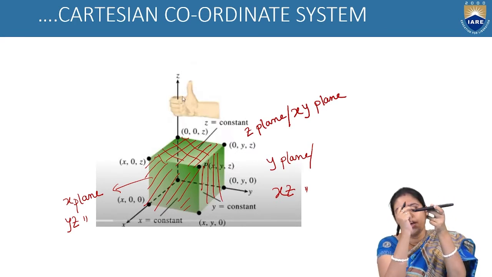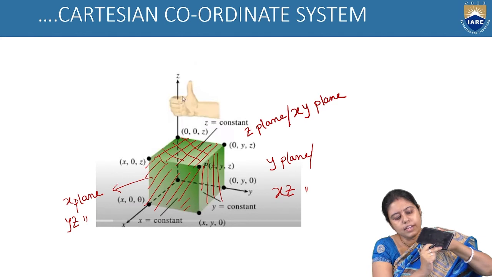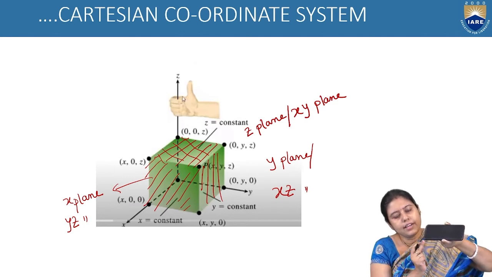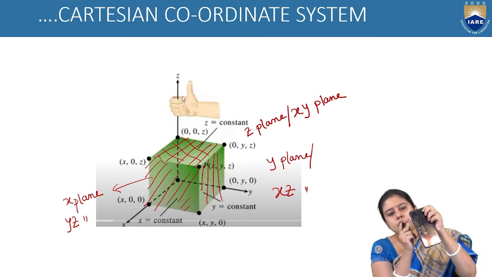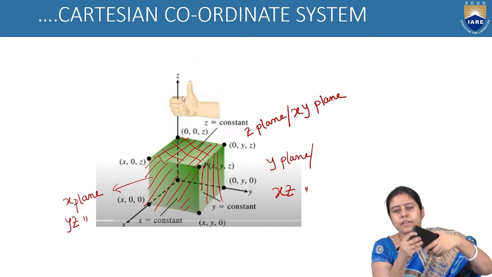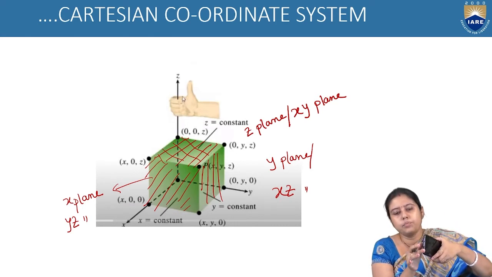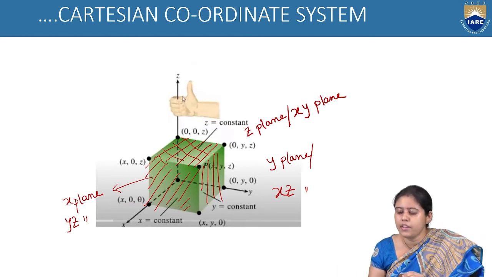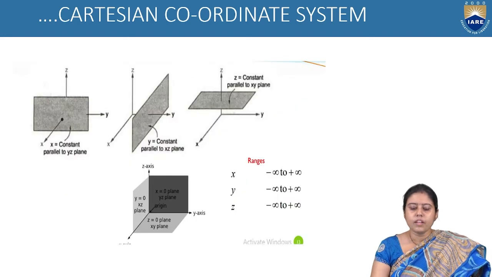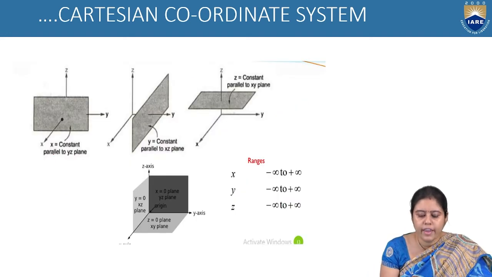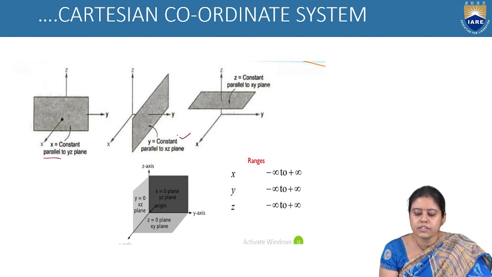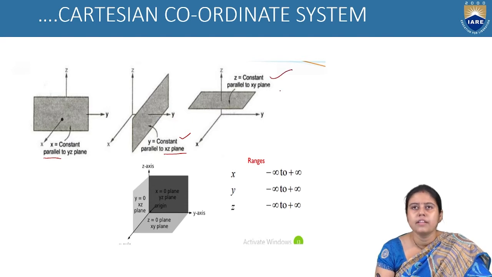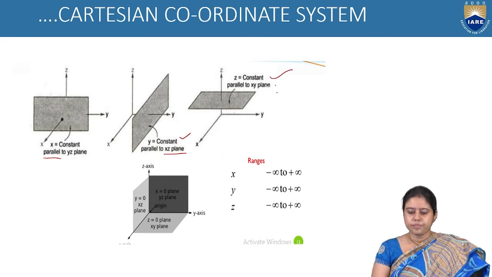If this is the y-axis and this is the x-axis, height is the z-axis. So this plane is the xz plane, this plane is the yz plane, and this plane is known as the xy plane. So it is shown when x equals constant, the plane is the yz plane, y constant plane means xz plane, and z constant plane means the xy plane.